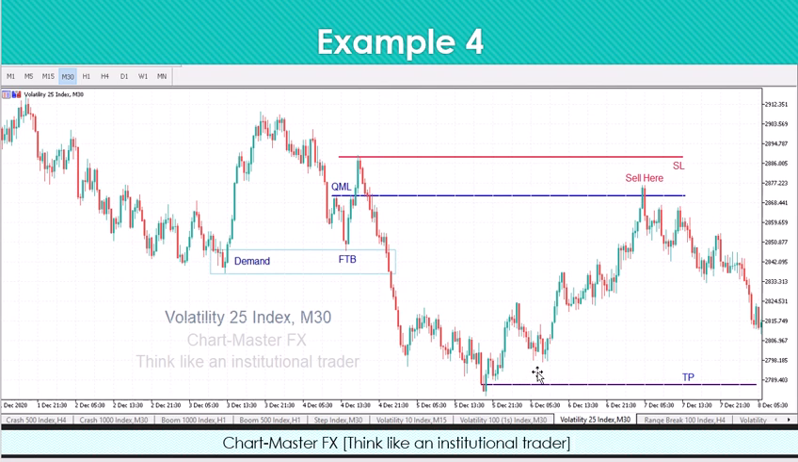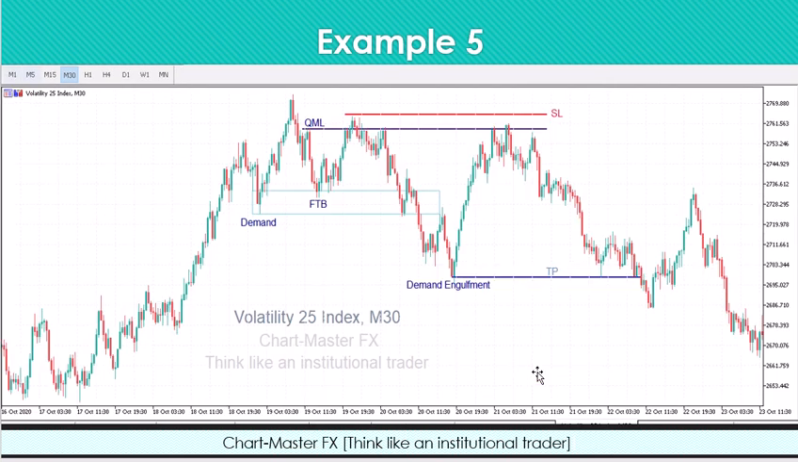So let's go to example number 5. So in example number 5, guys, what do we have here on volatility 25 index on M30? We have a demand zone here. Once you spot your demand zone here, what happened? The price came back to this demand zone on the first visit. Once we know that we have a first visit, we wait and check for a Quasimodo level. Somewhere, somehow, we have a Quasimodo level here.